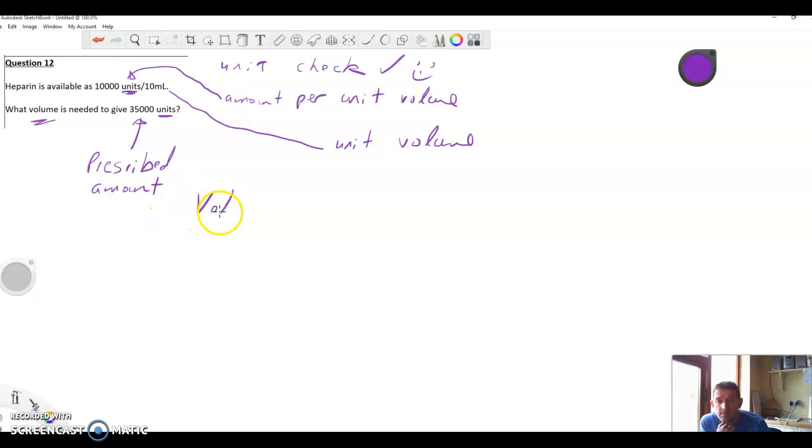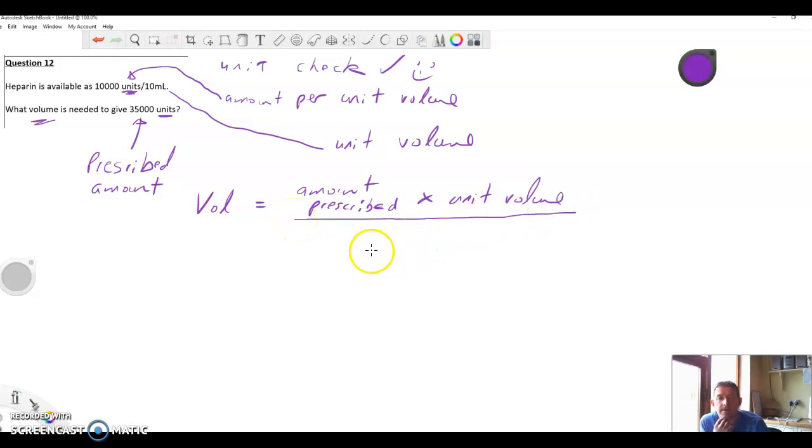So our volume is going to be the amount prescribed, goes in there on top, multiplied by the unit volume, and then when you finish multiplying them, you divide by the amount per unit volume. So I'll fill in those numbers.